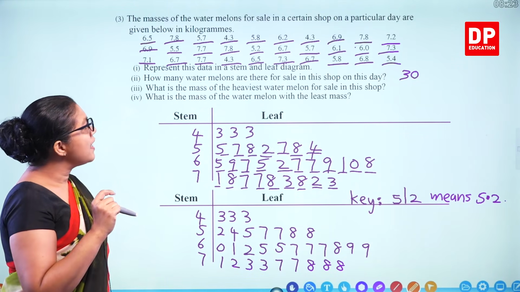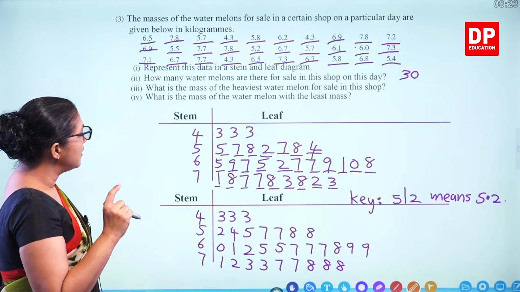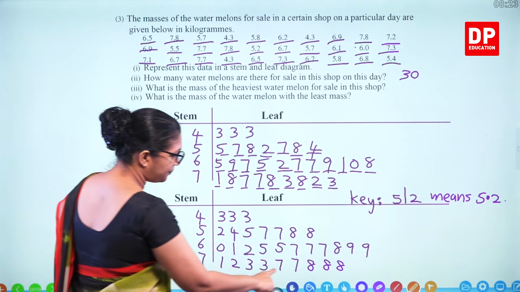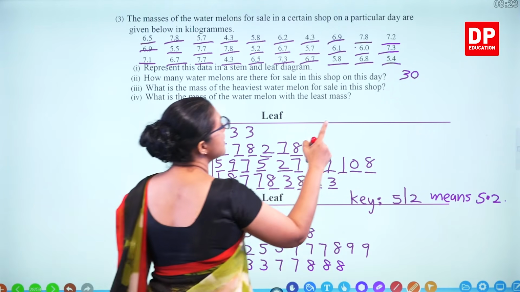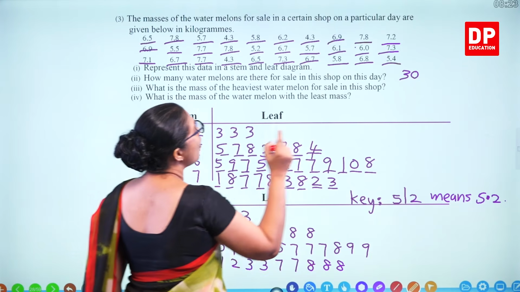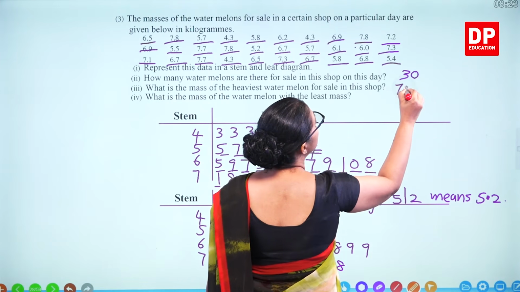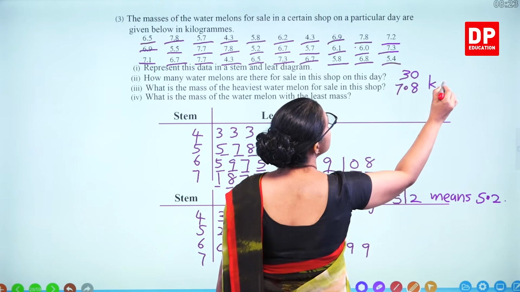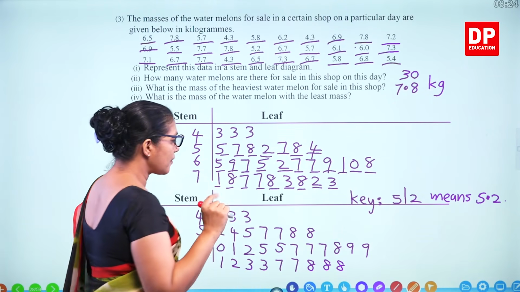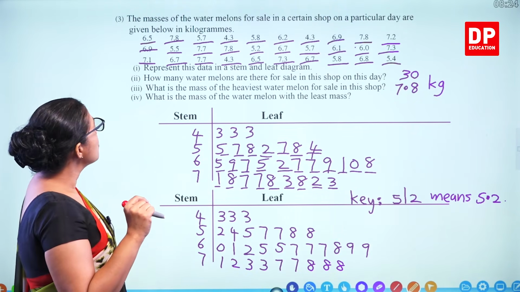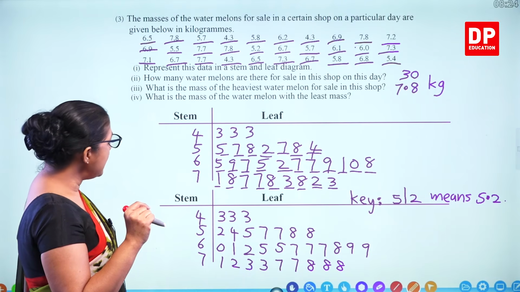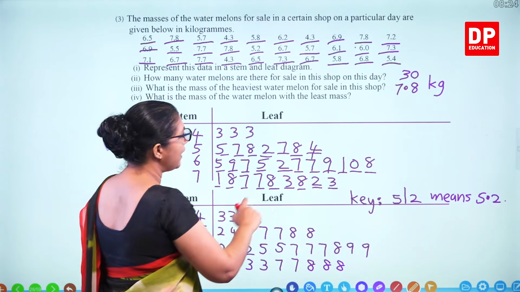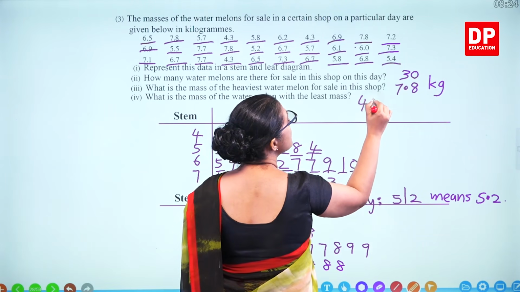What is the mass of the heaviest watermelon? So the last value, 78, means 7.8 kilograms. This is in kilograms. That's the heaviest one. So what is the mass of the melon with the least mass? 4.3 kilograms.